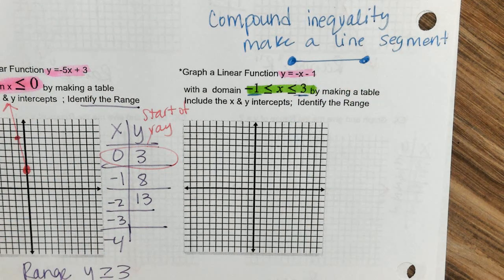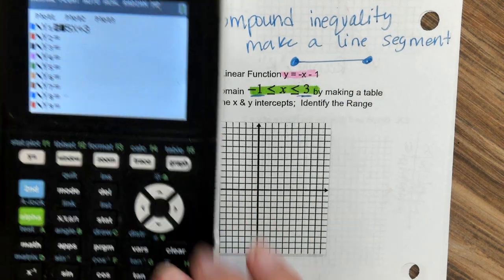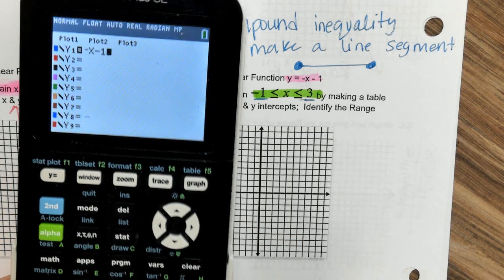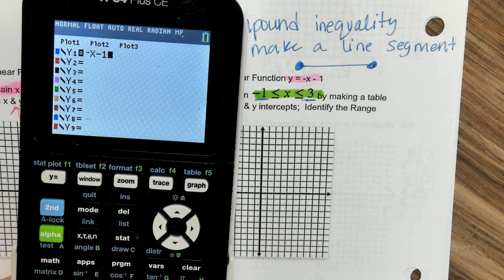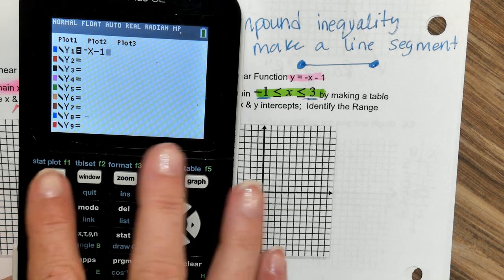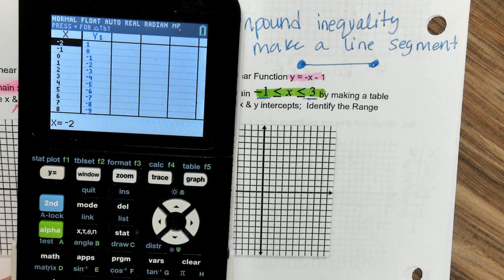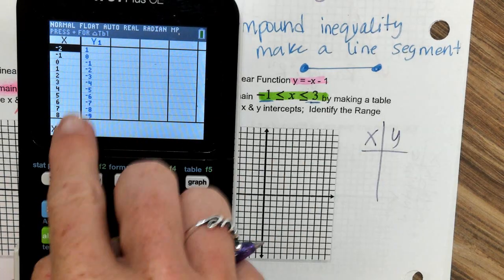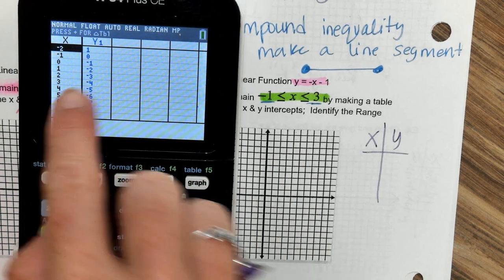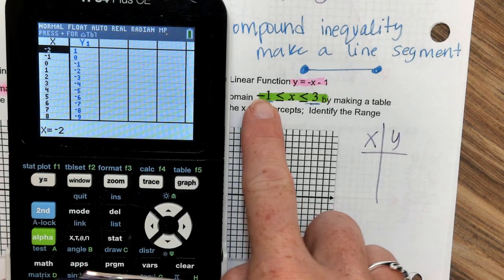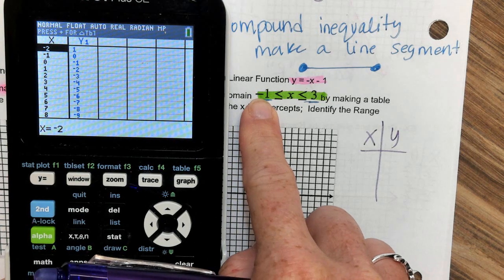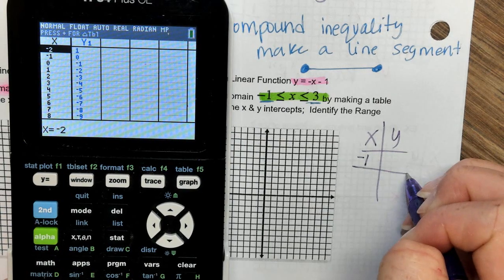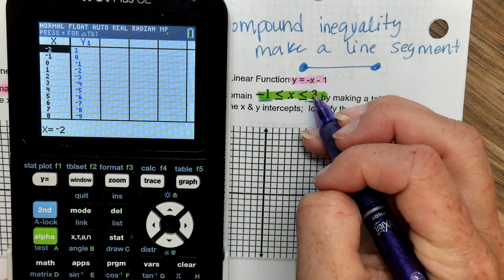Okay, so here is my function. So I'm going to go to y equals. I'm going to type in negative x minus 1. I'm going to go to my table. I'm going to make a table because I don't get to graph all of these numbers. What is my first x value going to be? Negative 1.